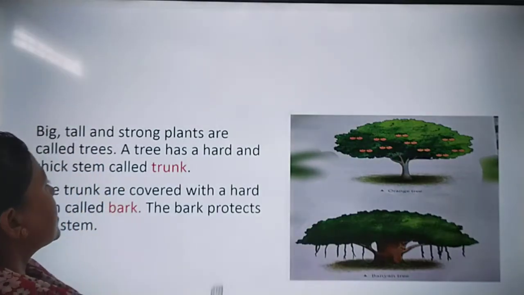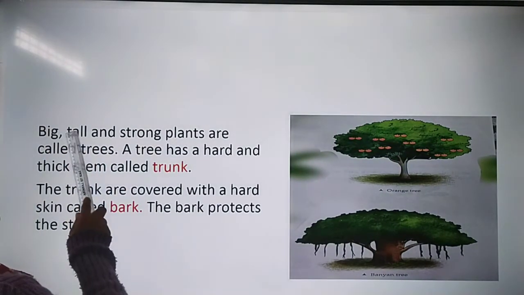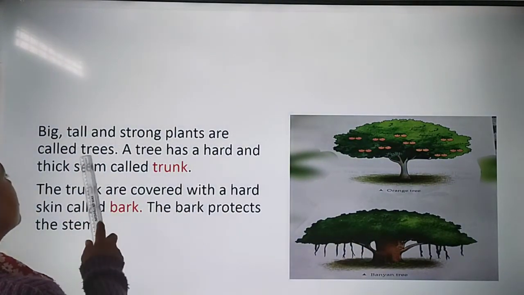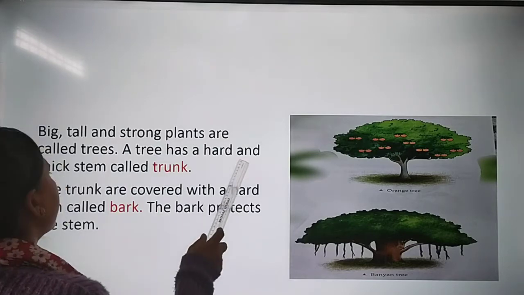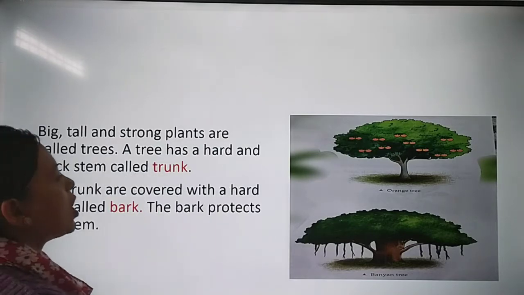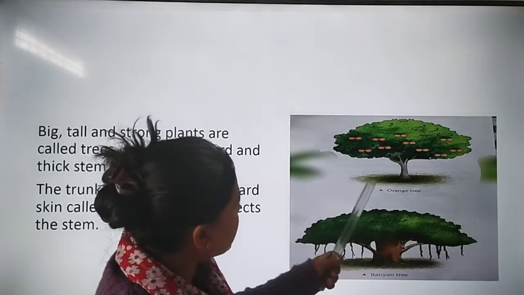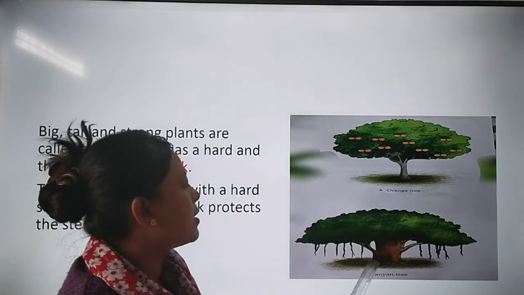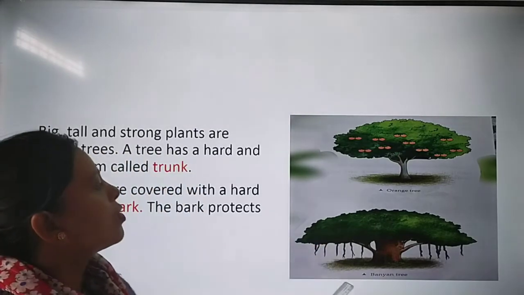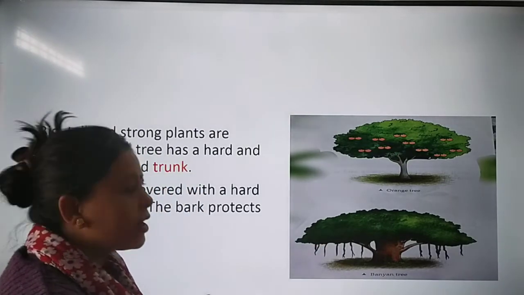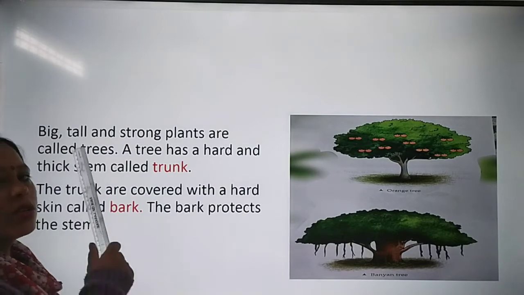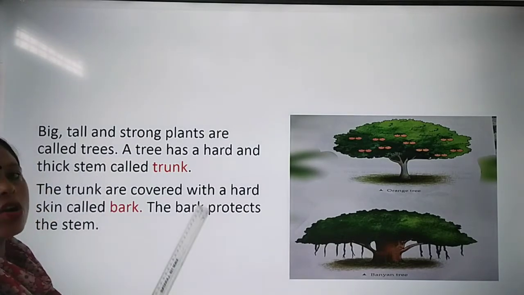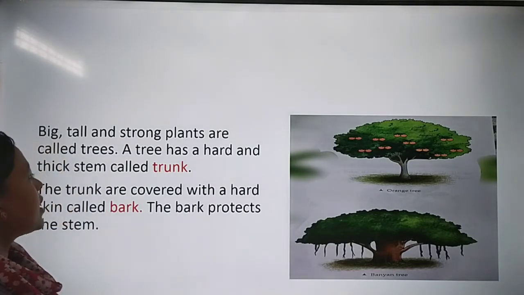So the first one is trees. Big, tall and strong plants are called trees. A tree has a hard and thick stem called trunk. So as you can see in the picture, this is an example of a tree, orange tree and banyan tree. Okay, so what type of plants are called tree? Big, tall and strong plants are called tree.